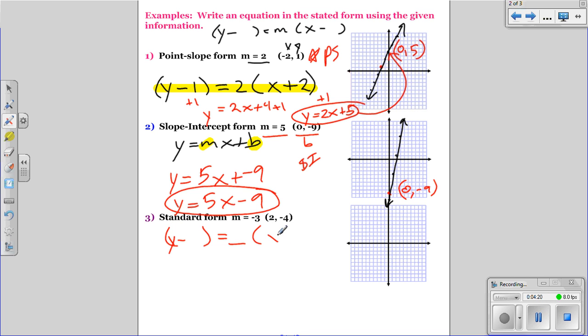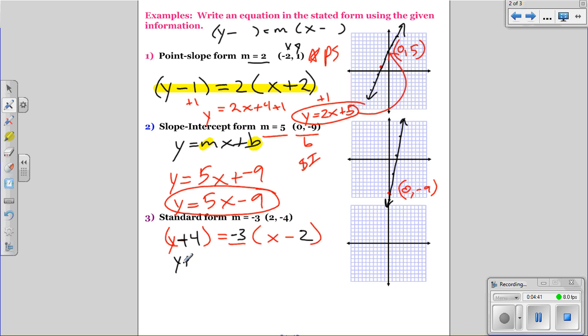Fill in my skeleton. Okay, let's write the equation first and see what we get. So we have 2 goes in for x, -4 goes in for y, so I change it to a positive, and the slope is -3. I'm going to go ahead and convert it to y equals mx plus b. Now you don't have to, but I'm going to show it just so we can see it.